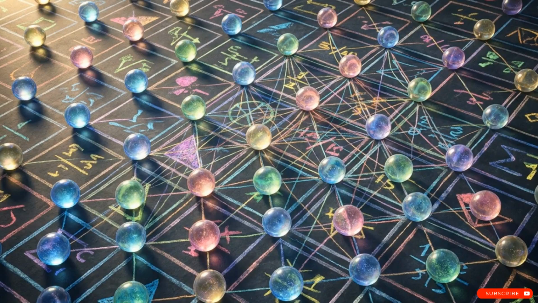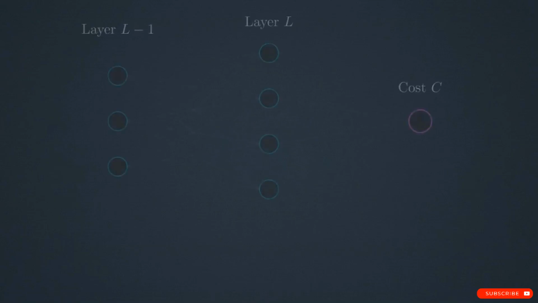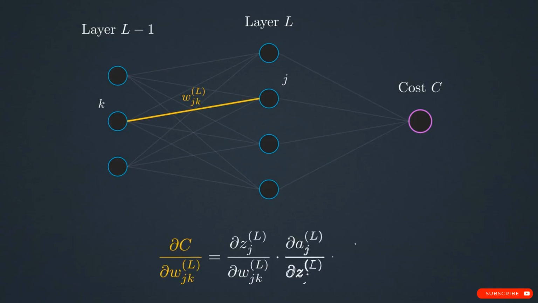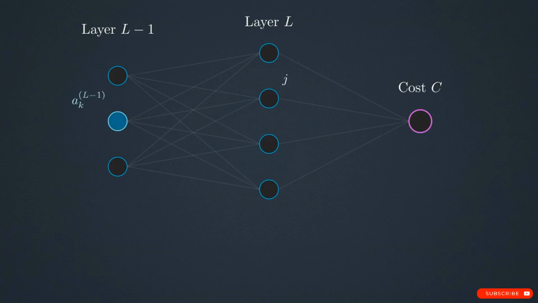Most networks aren't a single line. They are a matrix of many neurons per layer. We use index k for the previous layer and j for the current layer to track these connections. The local chain rule for any single specific weight remains identical to our one-neuron model. However, the calculation changes when we look at the sensitivity of the cost to an activation in the previous layer.